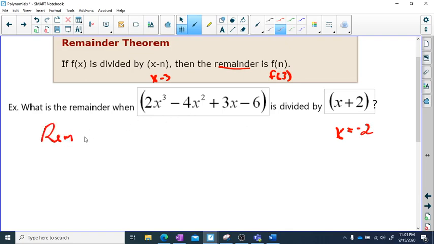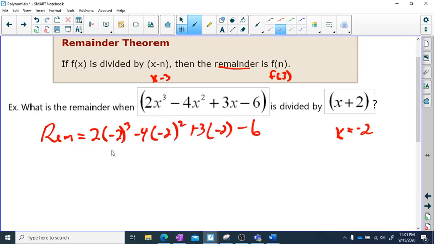So the remainder, according to the theorem, should be f of negative 2. Replace x with negative 2, and let's see what we get. So negative 8 times 2, negative 16. Positive 4 times negative 4, negative 16. Negative 6 and negative 6. That'll give me negative 32, negative 38, and negative 6. I'm getting negative 44.